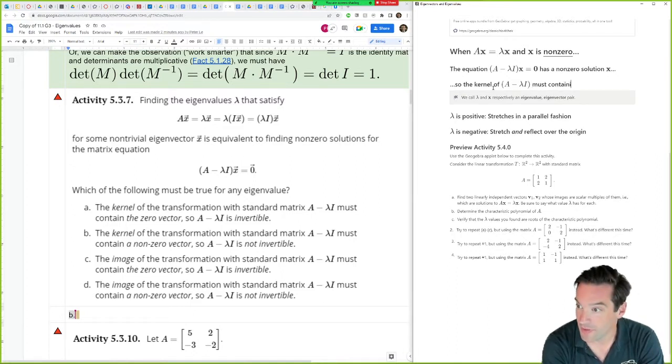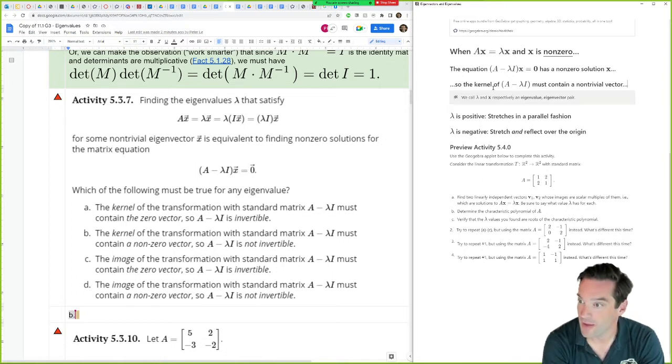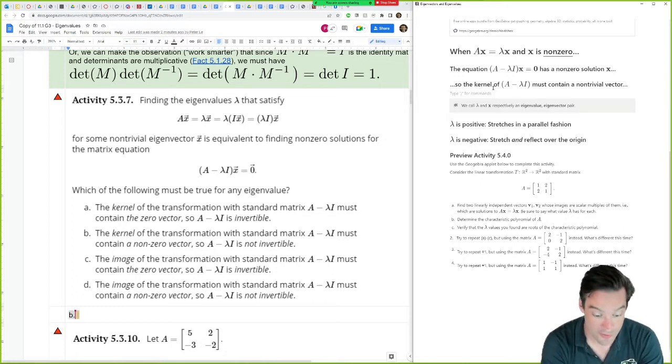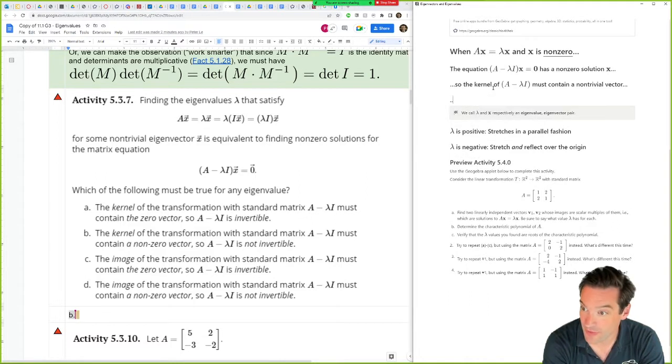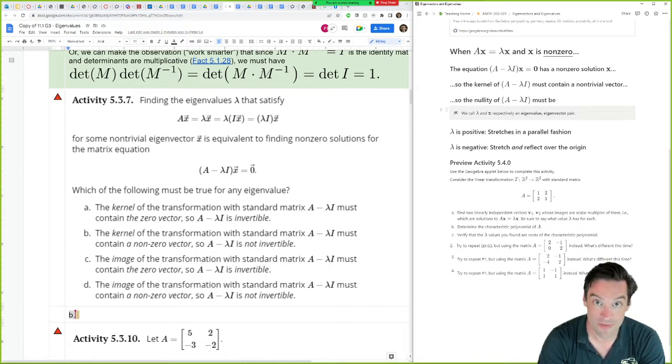must contain a non-trivial vector, right? The non-zero vector. And if the kernel of a linear transformation contains a non-zero vector, that means the nullity. I'm adding a couple of extra steps in here because I think they're going to help us make the case. The nullity of this matrix must be what? If there's definitely a non-zero vector in this kernel, what can we say about the nullity, the dimension of the kernel?